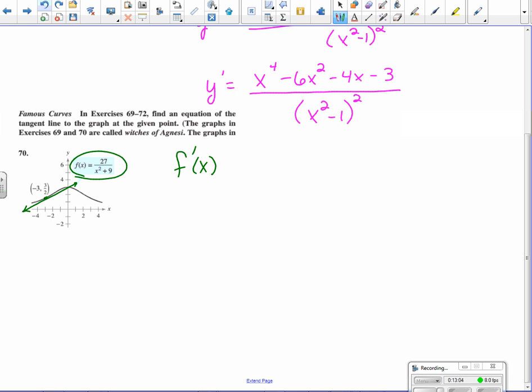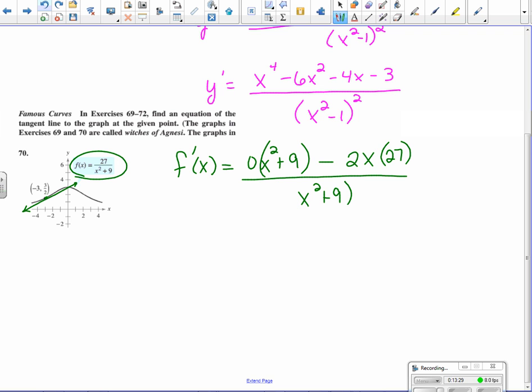f prime of x equals, low d high. You want me to do it that way? Low times the derivative of the high, which is 0. Ooh, that's going to zero out. Minus derivative of the bottom, 2x, multiplied by the top, 27, all over bottom squared, x squared plus 9 quantity squared. Simplifying, well, our first term falls away because of the 0 multiplier, and we get equals negative 54x all over x squared plus 9 quantity squared.